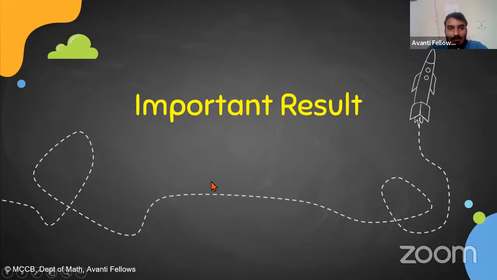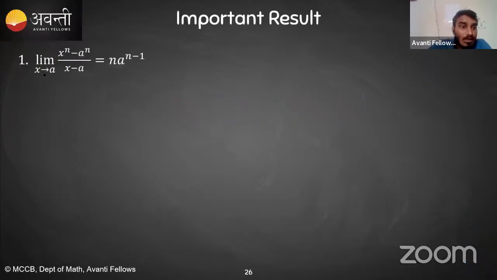So let's start. First is limit x tends to a, x raised to the power n minus a raised to the power n divided by x minus a. What is it equal to? n times a raised to the power n minus 1. Clear? So that is the result.